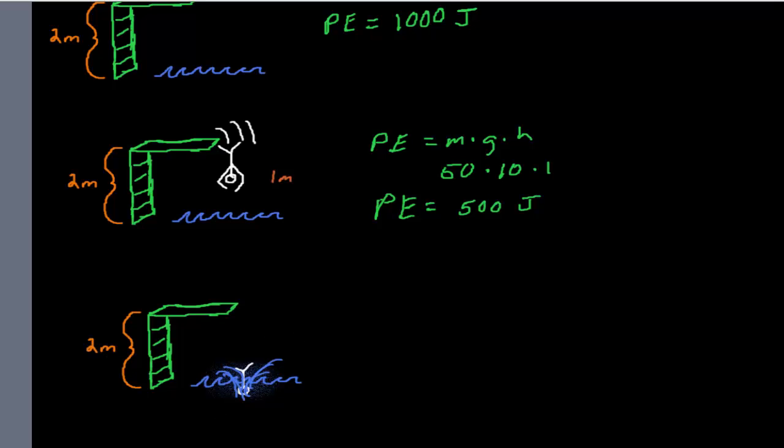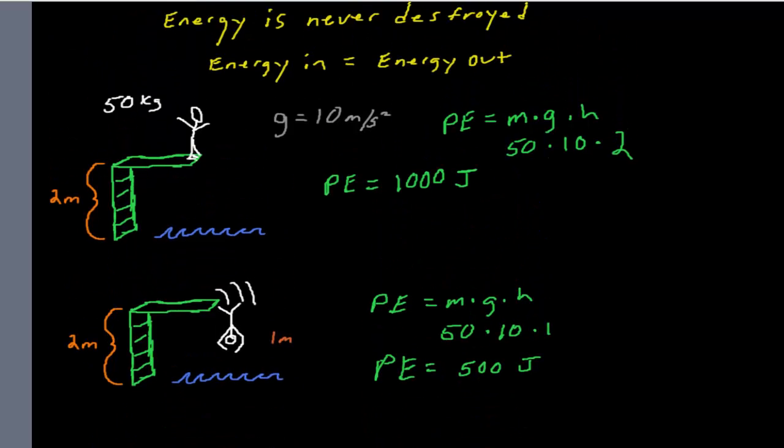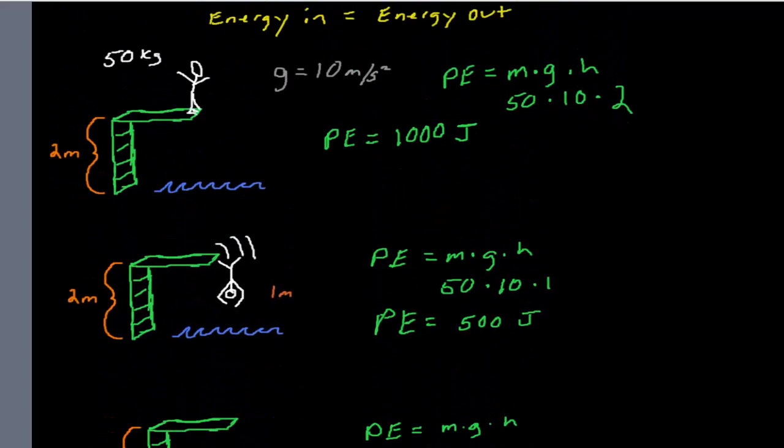Now he splashed down in the water. Using the same formula, potential energy equals mass times gravity times height. His mass is still 50, gravity is still 10, and his height is 0, which means his potential energy is 0 joules. So he went from 1,000 joules of potential energy to 0 joules of potential energy.